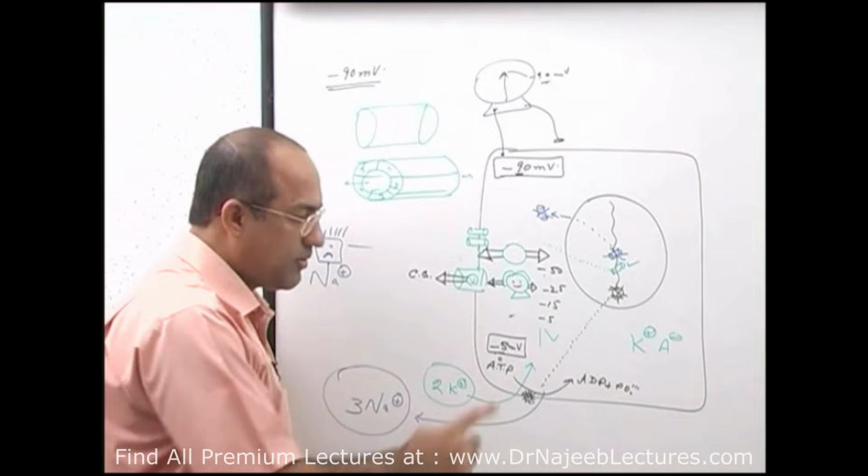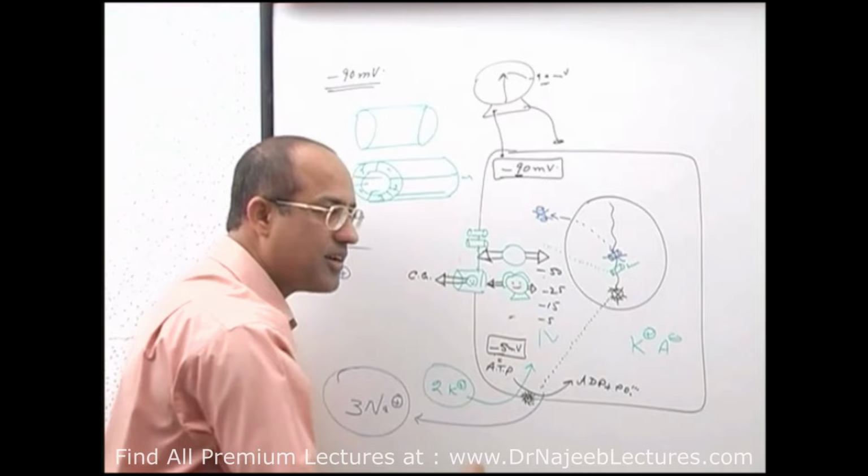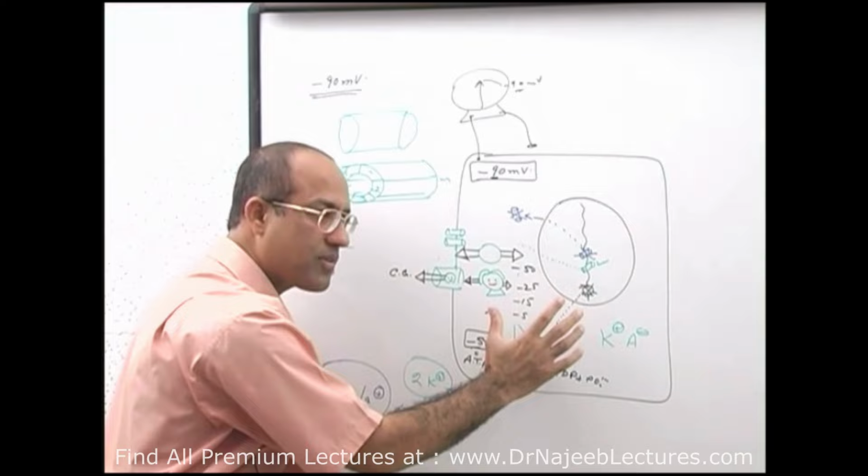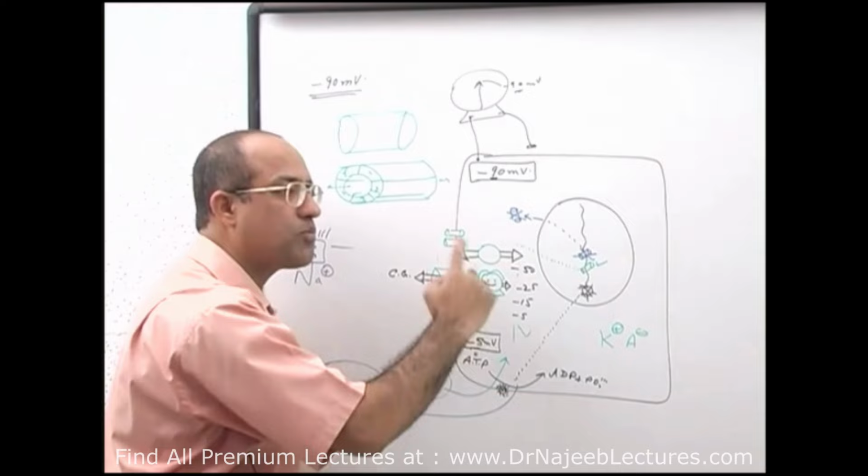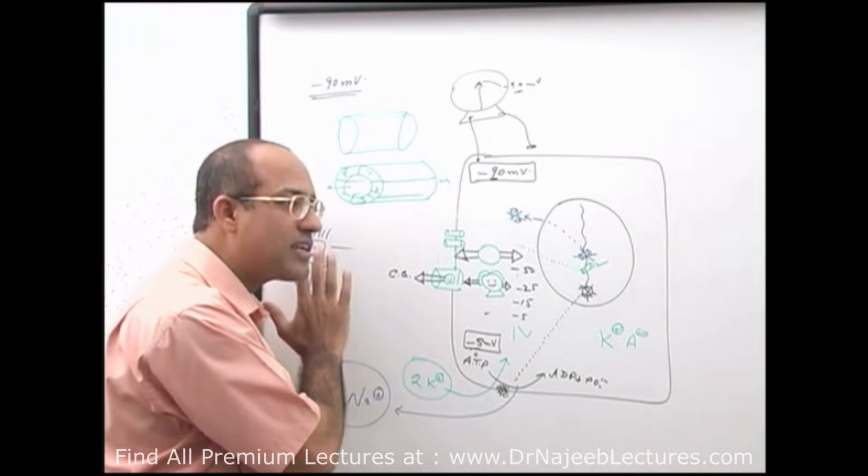First of all, sodium potassium ATPases threw all the sodium out, outside, the sodium rich area, and concentrated the potassium in. The cell becomes potassium rich. Along the concentration gradient, sodium wants to come in, but this cell membrane is not permeable to sodium. Is that right? So even though sodium is very frustrated, it is unable to come in because there are no channels available.